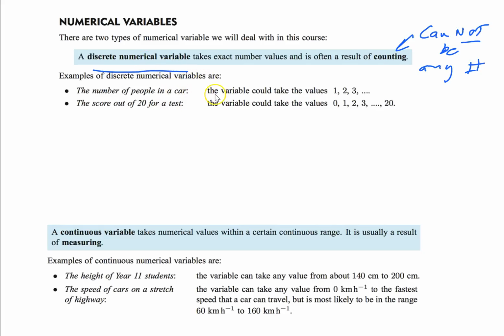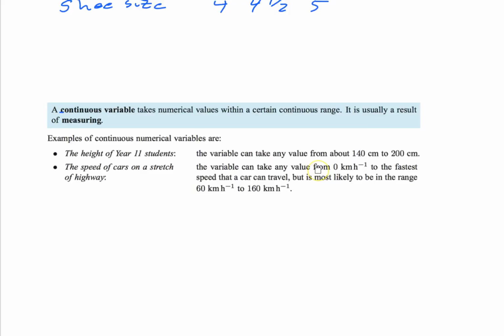It has to be a certain set. I always like to say shoe size. Just think about shoe sizes, right? They come in like 4, 4.5, 5. You can't get a 5.136 shoe. So that's discrete. The other type of number is continuous.